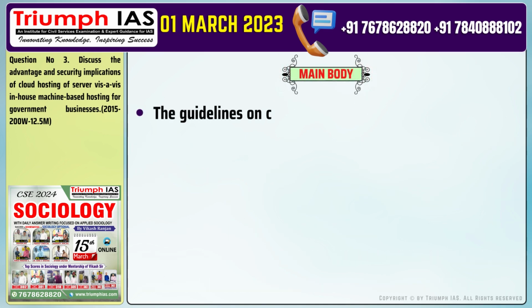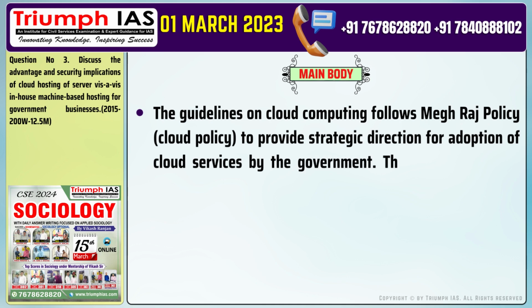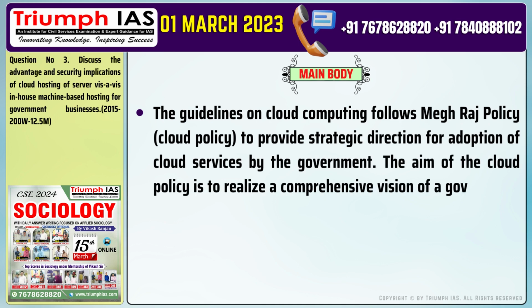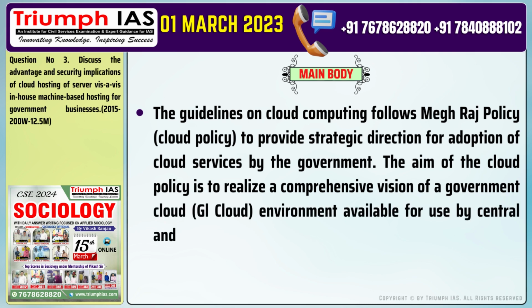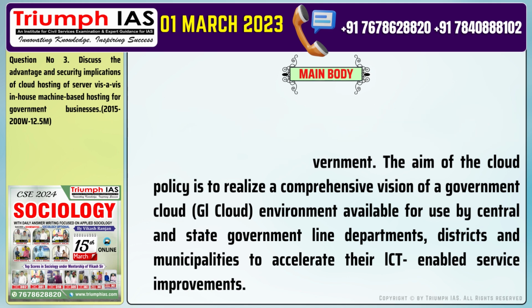The main body of the answer is, the guidelines on cloud computing follow the Meghraj policy to provide strategic direction for adoption of cloud services by the government. The aim of the cloud policy is to realize a comprehensive vision of a government cloud environment available for use by central and state government line departments, districts, and municipalities to accelerate their ICT-enabled service improvements.